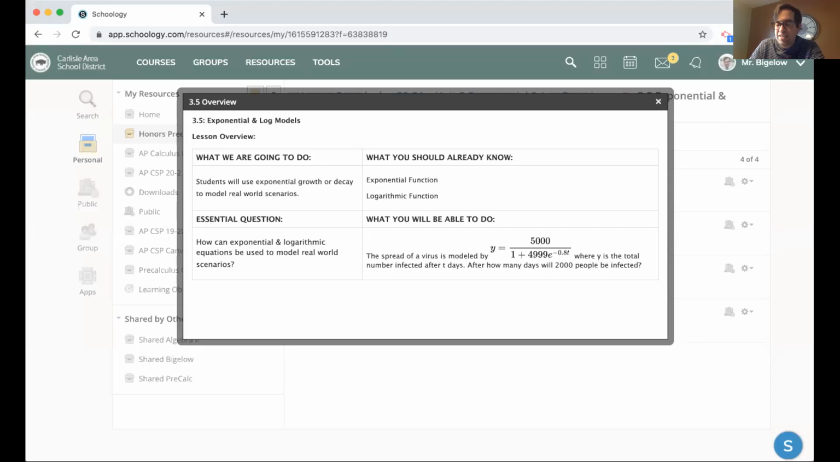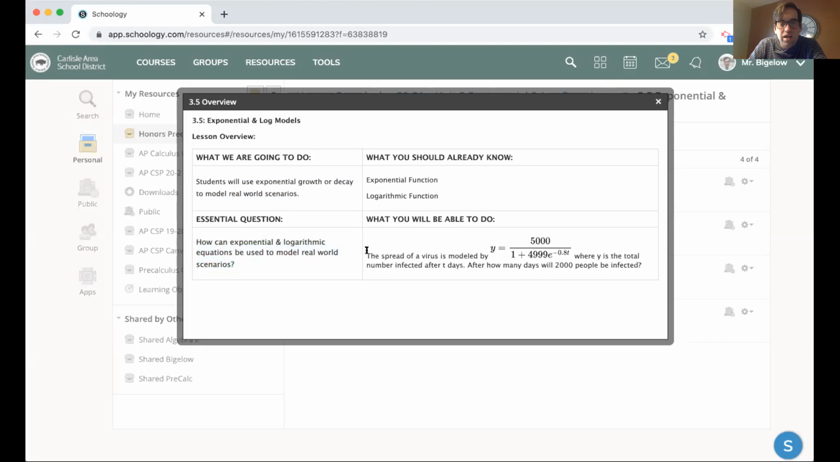We've made it to our last lesson in unit 3 on exponential and logarithmic functions. And in this lesson, we will be piecing everything together and applying it to applications in the real world. One thing we will do today is use exponential growth and decay to model real world scenarios. The essential question today is: how can exponential and logarithmic equations be used to model real-world scenarios?